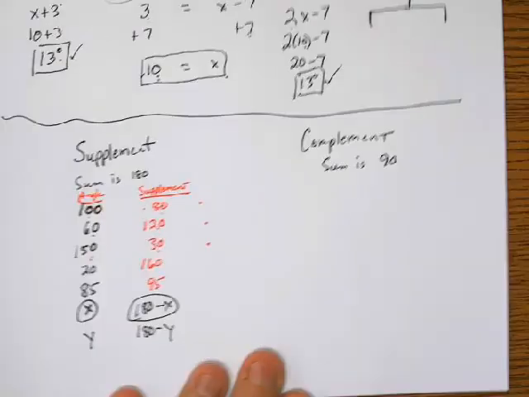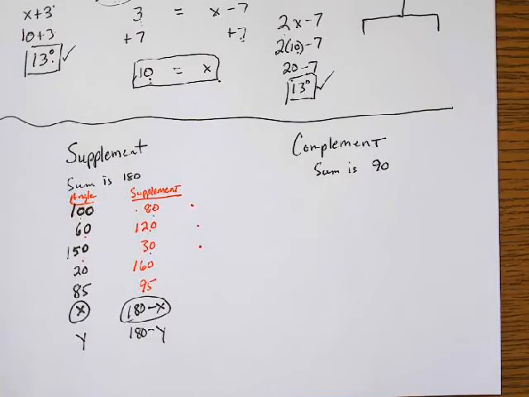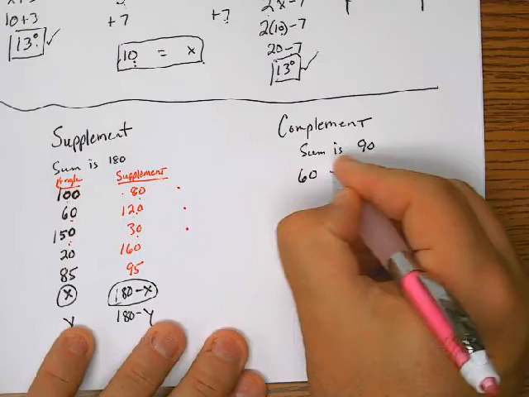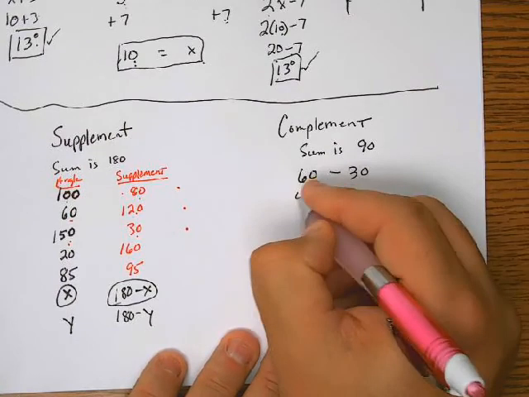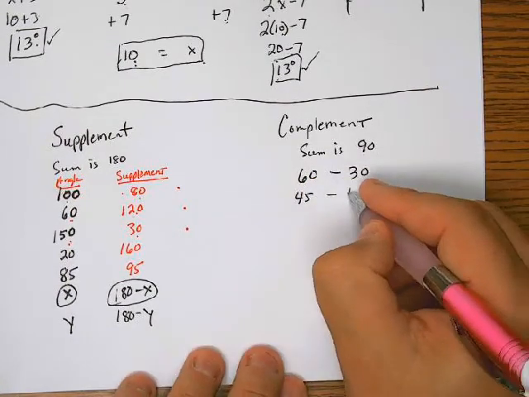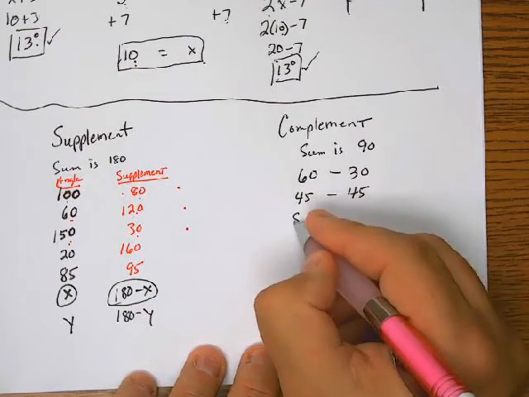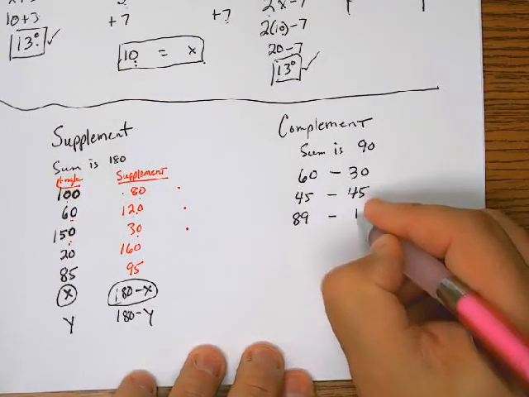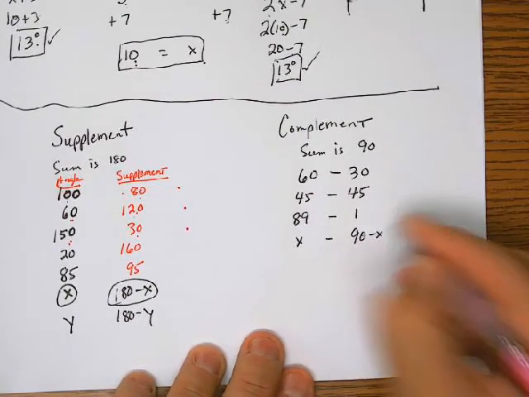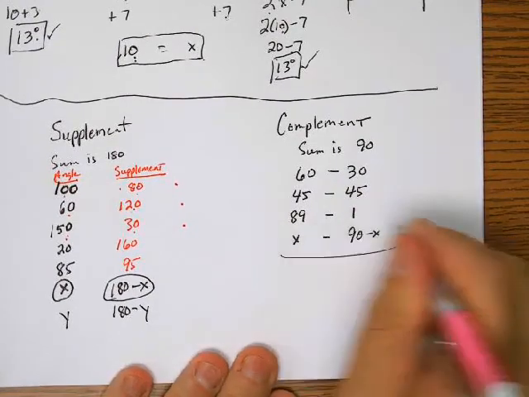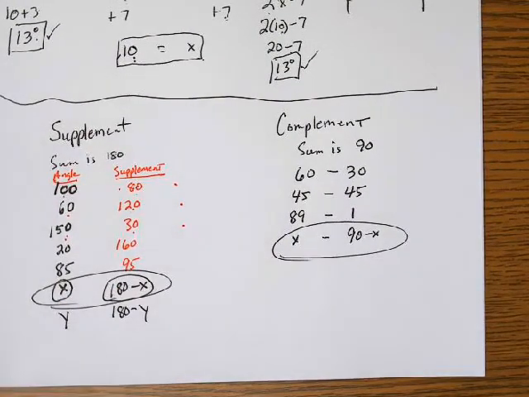Okay, so now let's go to complement. We're going to do the exact same thing. We'll do this one a little quicker. Okay? If the sum is 90, if one of the angles is 60, what's the complement? Anybody? 30. Thank you. If one is 45, what's the complement? 45. Good. If one is 89, what's the complement? And then if one is x, what's the complement? All right, you guys get the idea. Okay? And so, we're going to use this idea for our next type of problem. An angle and its supplement. An angle and its complement.